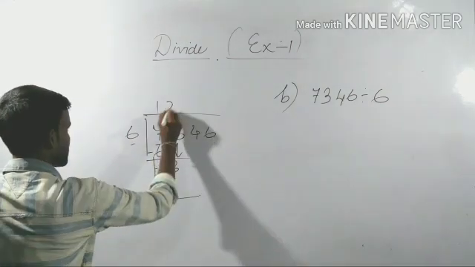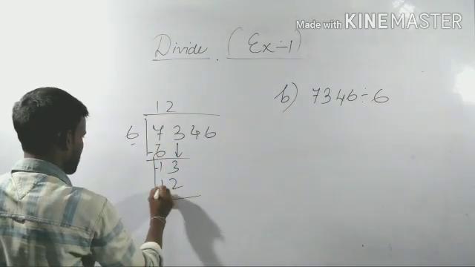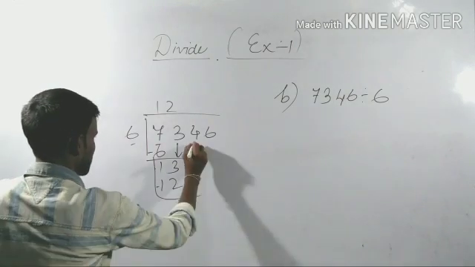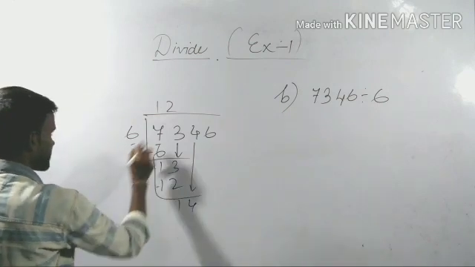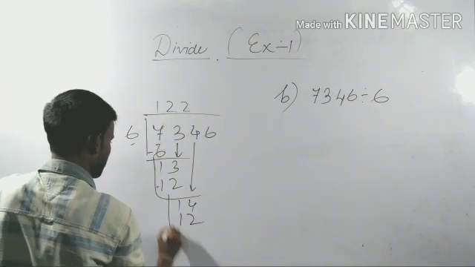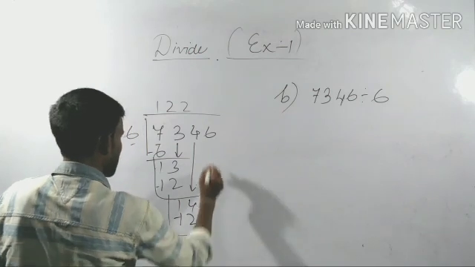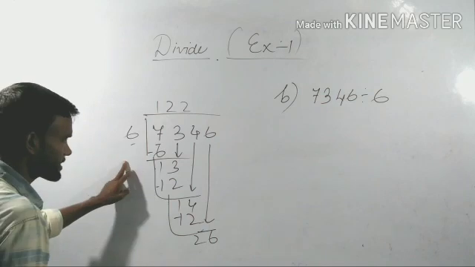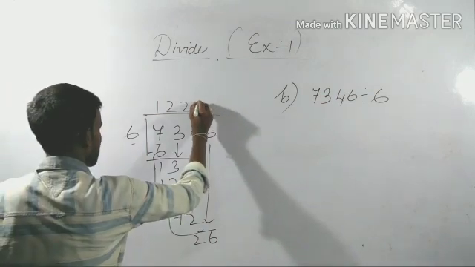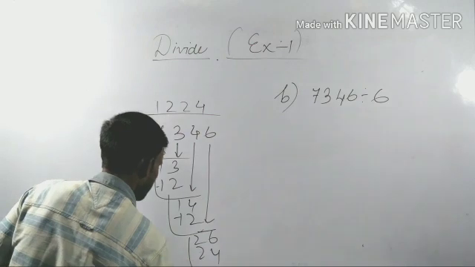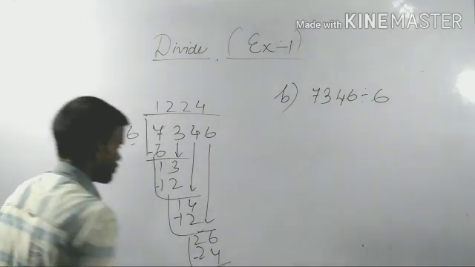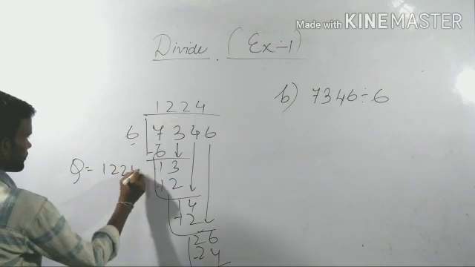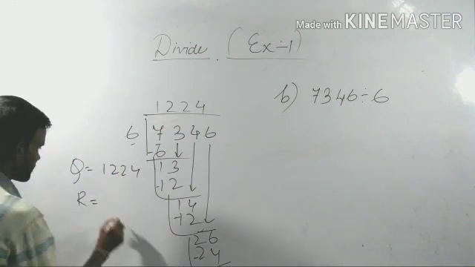Now 6 2s are 12. If you subtract 12 from 13, then it will be 1. Now bring down 4, 14, then again 2 times, 12. Now 14 minus 12 is 2, then again bring down 6, 26, then 6 3s are 18, 6 4s are 24, 6 4s are 24. If you subtract, then it will be 2. Okay. So now your quotient is 1 2 2 4 and then remainder is 2.